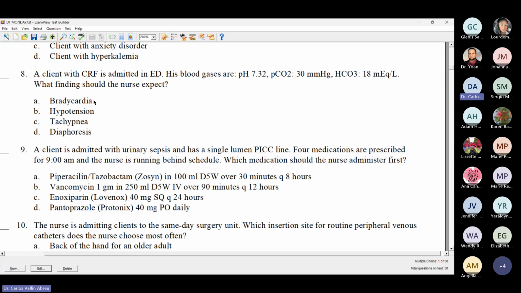I expect tachycardia because the client is in distress. Not necessarily should the blood pressure be affected by the acid-base balance. And in a client with chronic renal disease, the most common finding is hypertension. And diaphoresis is not specific. Diaphoresis is something that is not specific of anything. Even the client in distress, it's not specific of this condition.